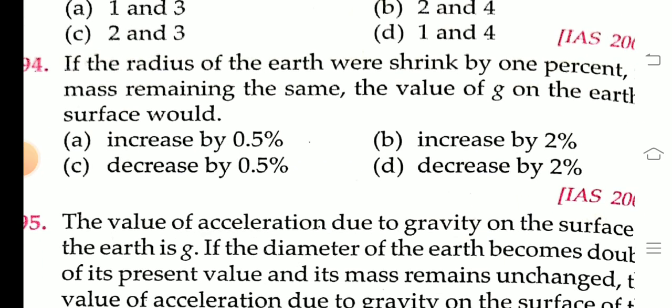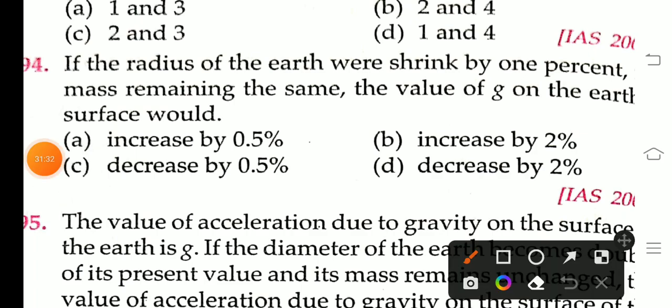If the radius of the earth were shrunk by 1%, mass remaining the same, the value of g on the earth's surface would increase by 2%.